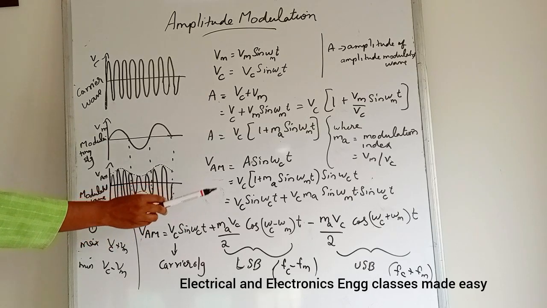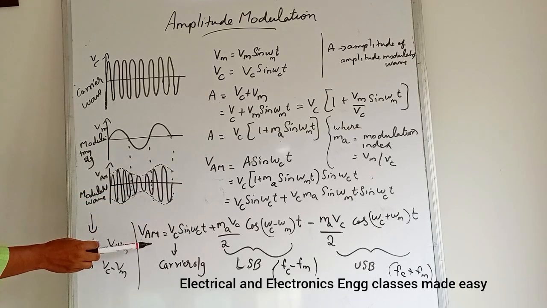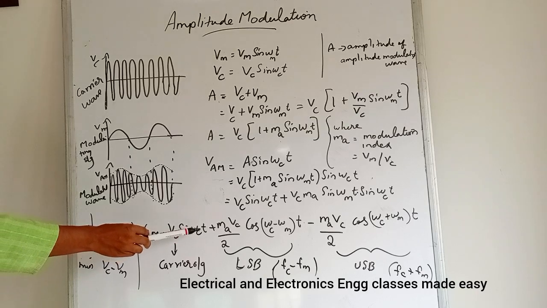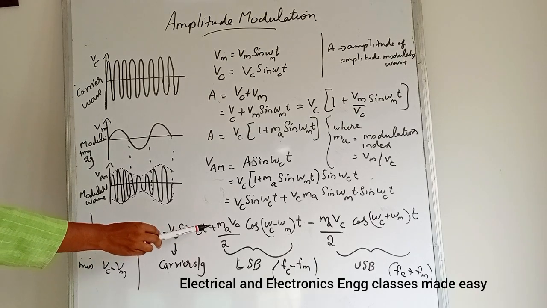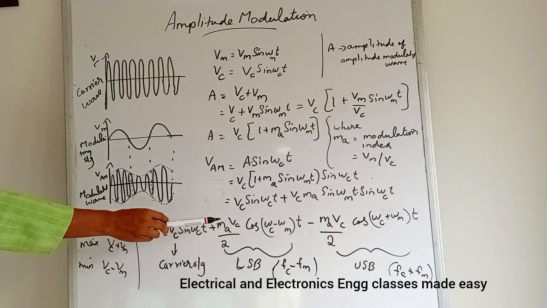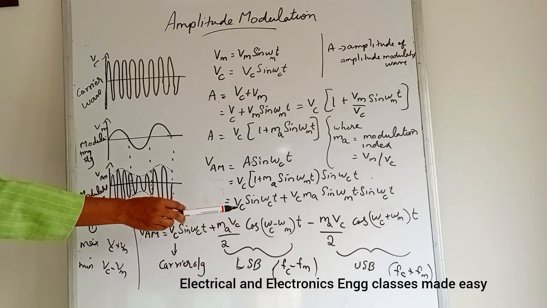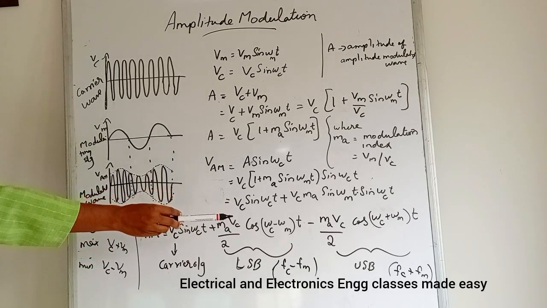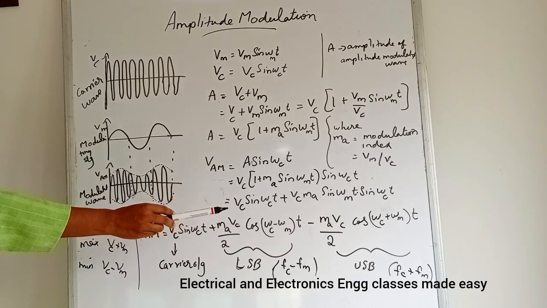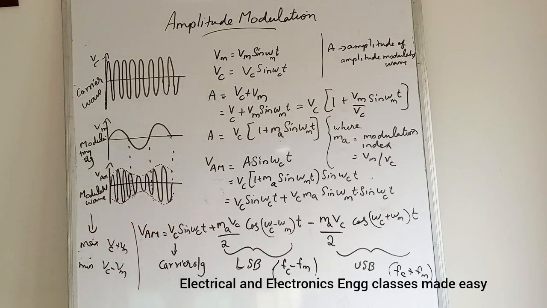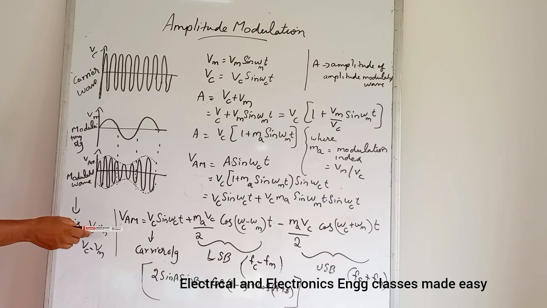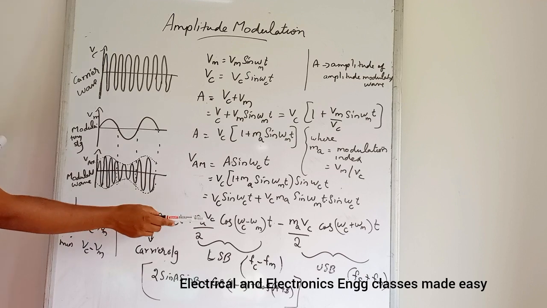So from that we can write VAM is equal to Vc sine omega ct plus Ma Vc divided by 2 cos(omega c minus omega m)t minus Ma Vc divided by 2 cos(omega c plus omega m)t. So the amplitude modulated wave is the sum of three high frequency components.